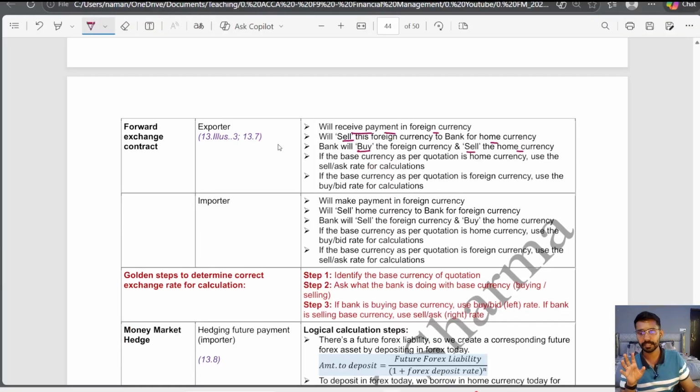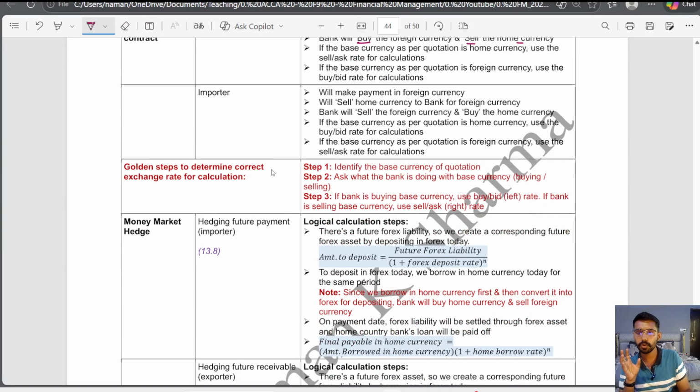These are the golden steps. Some golden steps to determine. You will never go wrong if you adhere to these three steps. Identify the base currency. Ask what the bank is doing with the base currency. If the bank is buying the base currency, then use the buy rate. If the bank is selling the base currency, then use the sell rate. Base currency is the currency which is denominated in 1 unit.